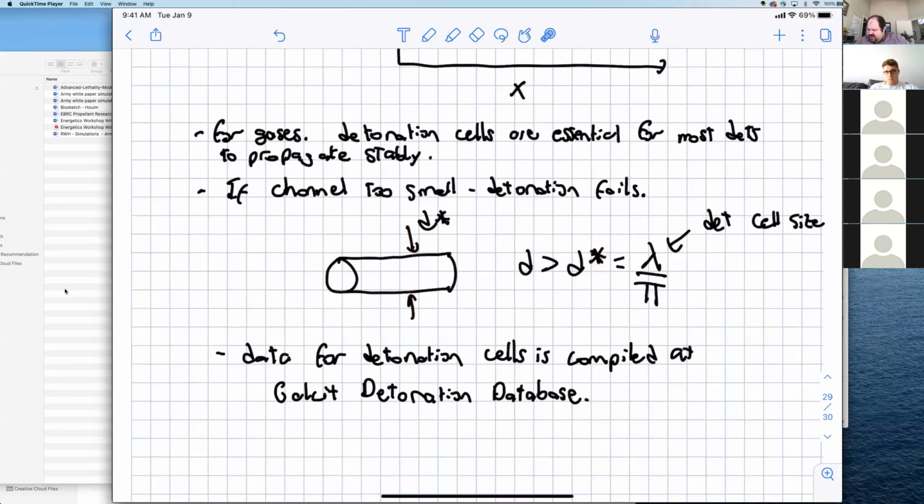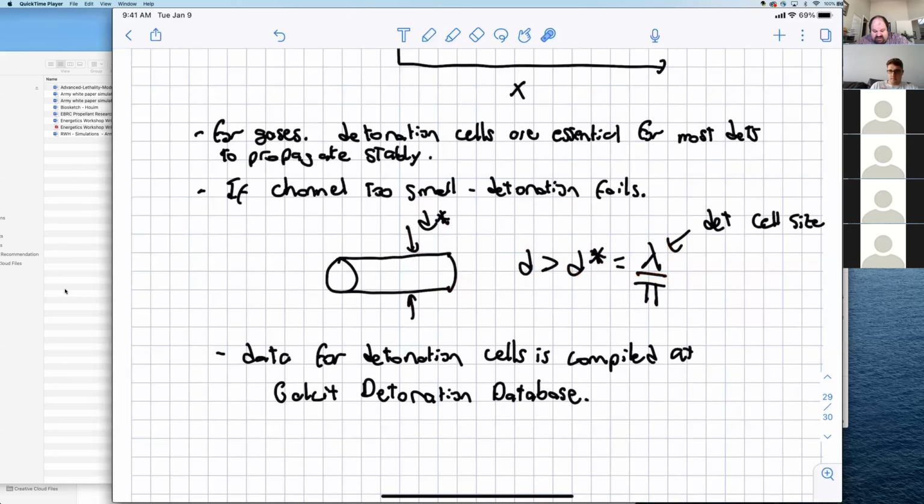The critical diameter for a gas is different than the critical diameter for a high explosive charge. I know it's confusing. It's just because the gas detonation community and the explosive detonation community grew up independently, so they have the same terminology for two completely different things. Okay, and so that's something you're going to have to get used to if you work with gases and solids. But anyways, to produce a stable detonation, the diameter must be greater than D star, and D star is the size of the average detonation cell divided by pi.